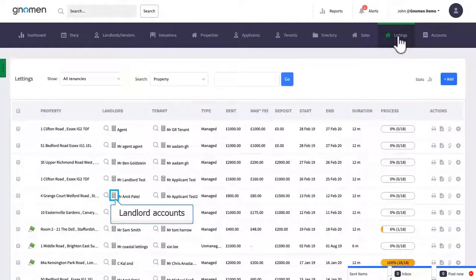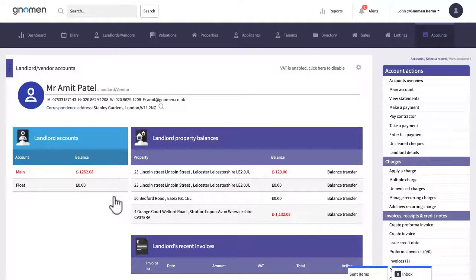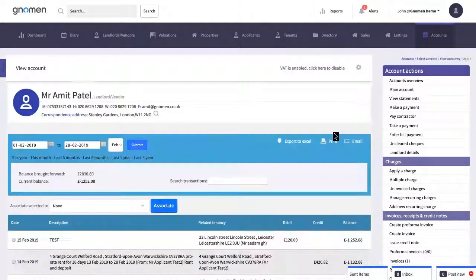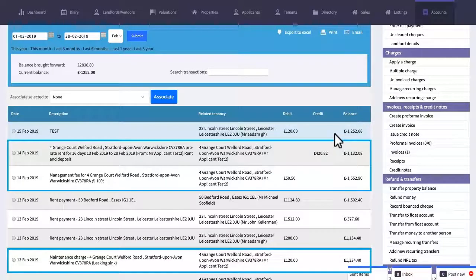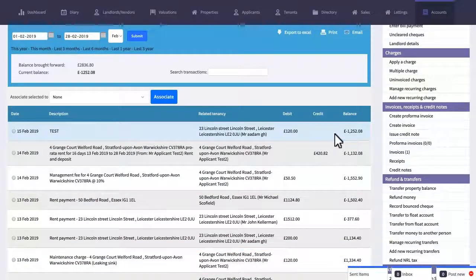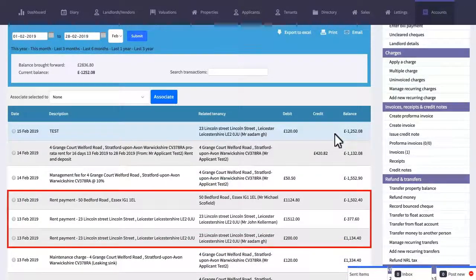Let's explore the landlord's accounts. Now the landlord has two accounts, that's the main and the float account. If we drill down into the main account, there are a few observations. So the main account is similar to the tenant's accounts where you would apply charges and make deductions, but you would also notice that rents are also received in the landlord's main account.